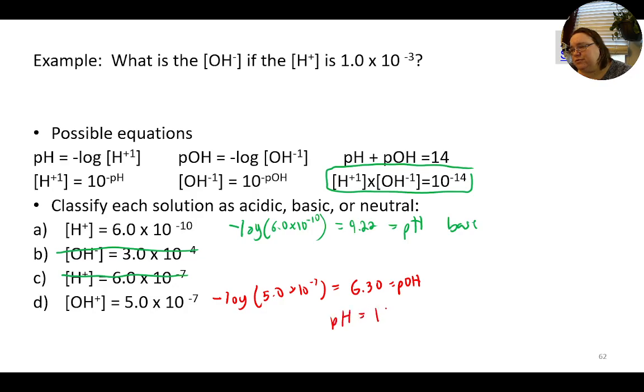pH equals 14 minus 6.30. I get 7.70. Sorry, I didn't slip. I didn't round the number in the calculator. I did the whole thing. So I've got a pH of 7.7. That's above 7. Therefore, it is also a base. And no, not everything are bases. It's just arbitrary that way.